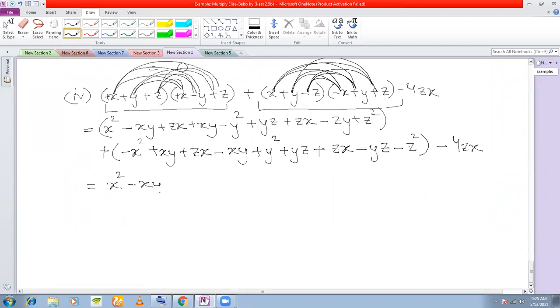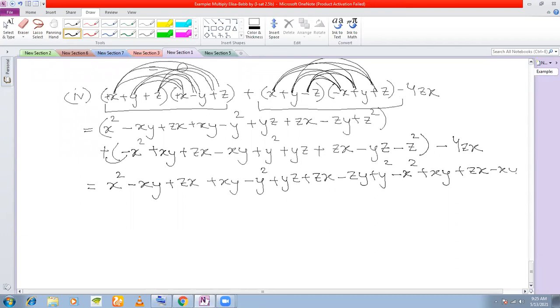So x square minus xy plus zx plus xy minus y square plus yz plus zx minus zy plus y square, and this plus and this minus will combine to give you a minus x square plus xy plus zx minus xy plus y square plus yz plus zx minus yz minus z square minus 4zx.